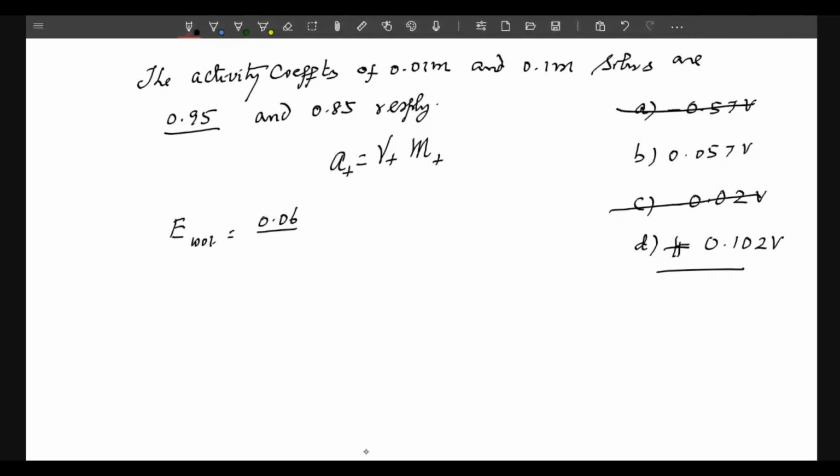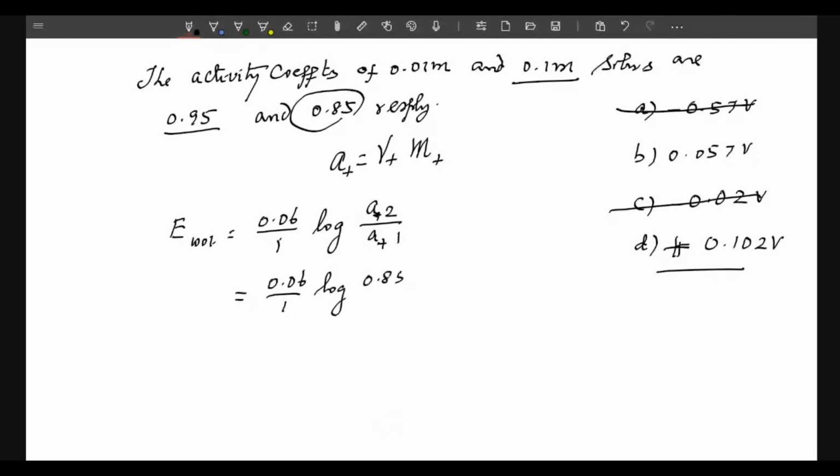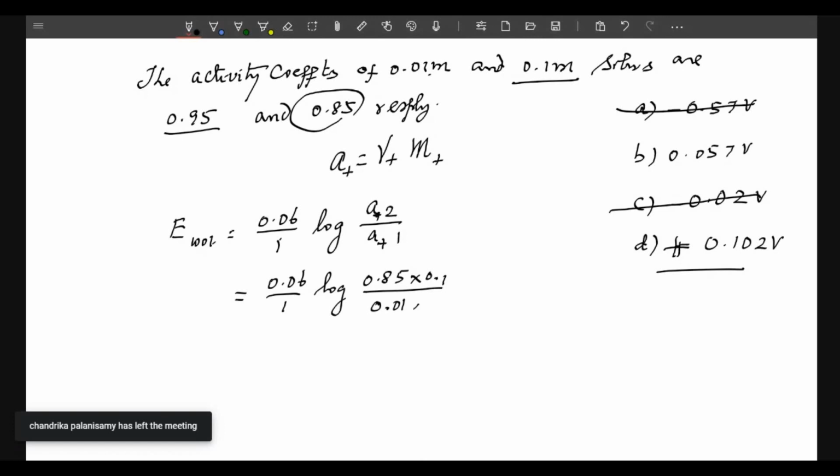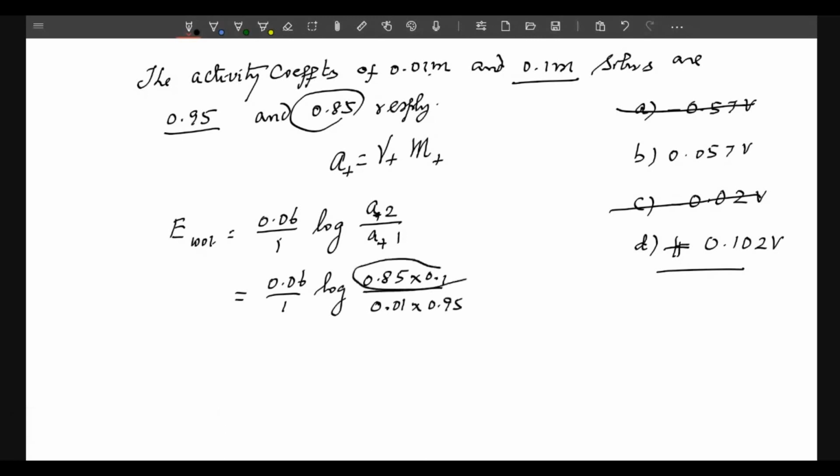Here, are you going to use 2 electrons or 1 electron? Here you can make use of the HCl. Take the HCl and find the electrons transferred, 1 electron, into log of the activity of the ions in the cathode by the activity of the ions in the anode. So 0.06 by 1 into log of, in the 0.1 molar, its activity coefficient is 0.85. Therefore, 0.85 into 0.1 divided by 0.01 into 0.95. You multiply this on your calculator and you can find the answer.